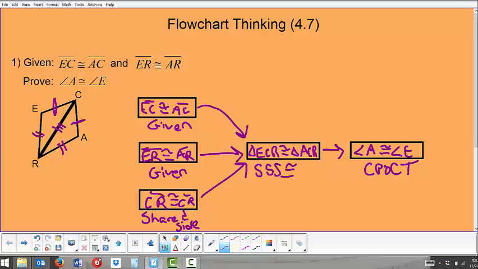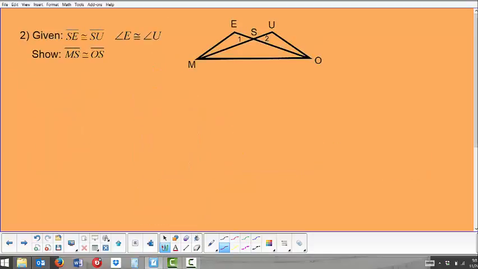There's your whole proof. So again, as you can see, this is more like a graphic organizer, kind of an outline method for writing a proof as opposed to writing those paragraphs. So you would do either one. You would either write the paragraph proof or you would do a flowchart proof. You would not do both for a proof. Let's take a look at this one.